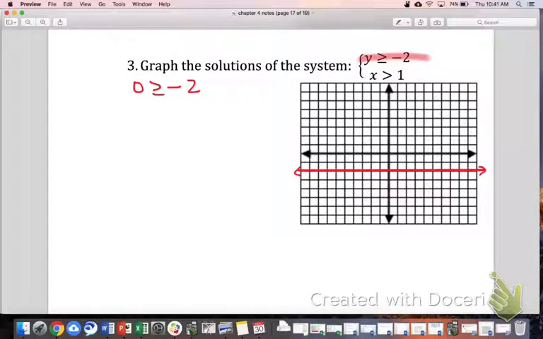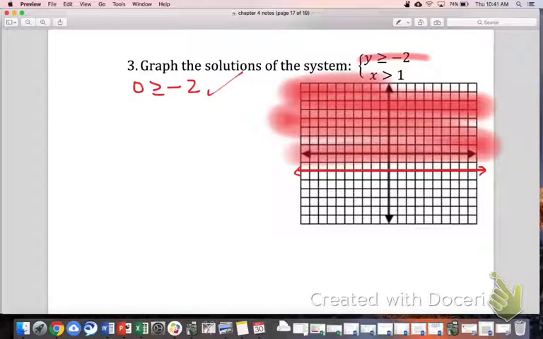And we ask ourselves a really simple question. Is that true or is that false? Is 0 really bigger than -2? Yes, it is. 0 is bigger. So that's true, and so that means we want to shade on the region that had 0, 0. So that would look something like that.